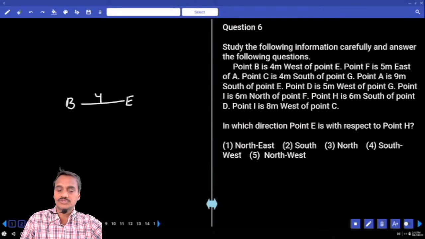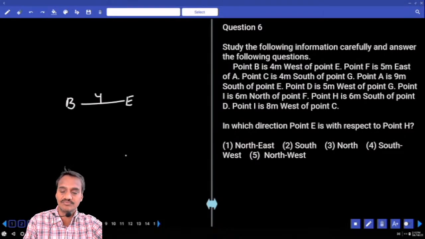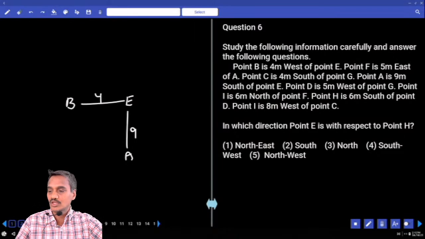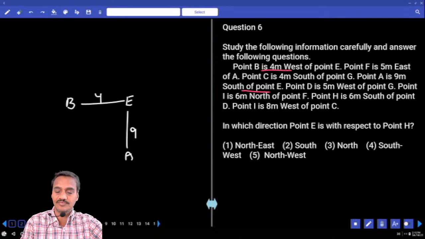C is 4 meters to the south of G. And A is 9 meters to the south of E. A is here. And the distance between these two is 9 meters. A is 9 meters to the south of E. And B is 4 meters to the west of E. F is 5 meters to the east of E. From here, F is 5 meters.